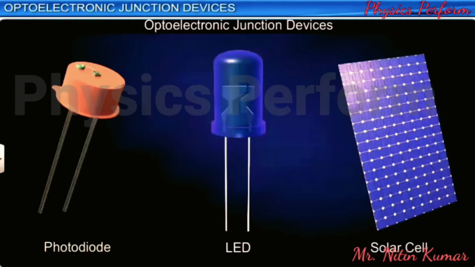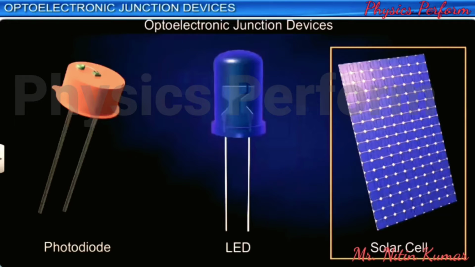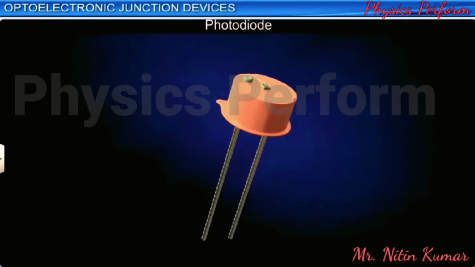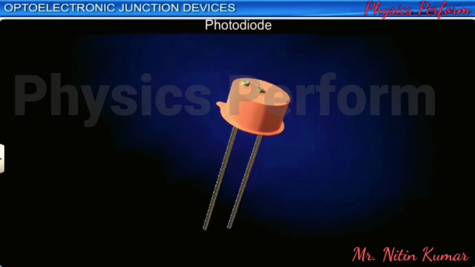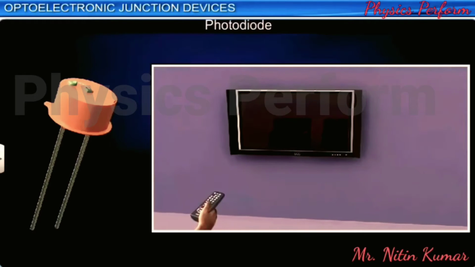Photodiodes, light-emitting diodes, which are referred to as LEDs in short, and solar cells are examples of optoelectronic devices. A photodiode is a device that is used to detect optical signals. It is a photodiode in your TV set that allows you to operate your TV using a remote.